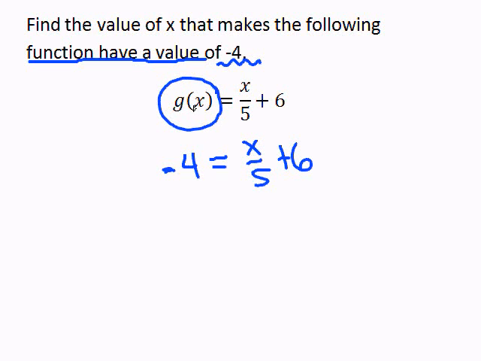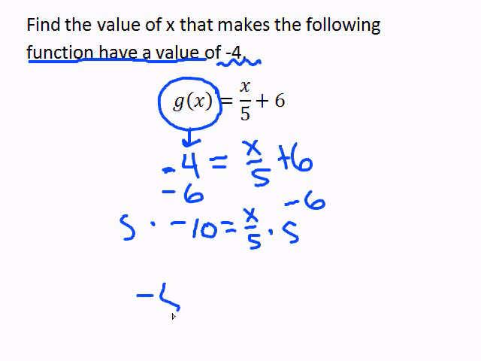We changed our entire function into a separate value, and now we're going to solve. We subtract 6 from both sides, we get negative 10 equals x over 5. Then we can multiply both sides by 5, and we get negative 50 equal to x.